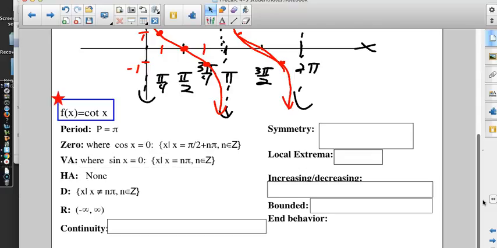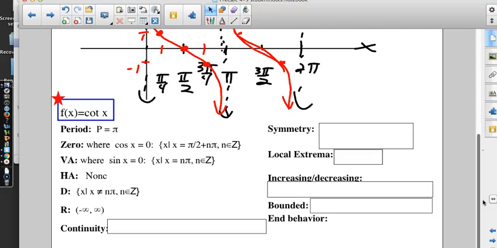And then the vertical asymptotes are, just like I said, a flip-flop of what we saw with tangent, where the sine of x equals 0. So that's all x, where x equals n pi, where n is the set of integers. No horizontal asymptotes, going up and down forever.